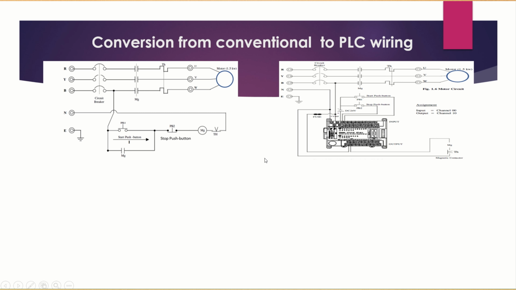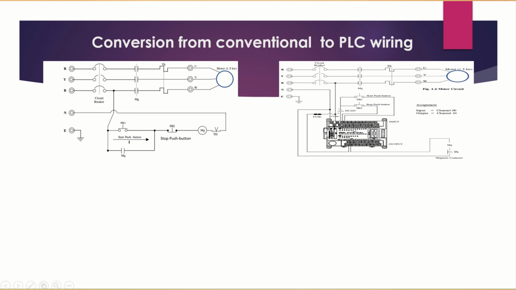As you can see here, the motor circuit in the conventional wiring and the motor circuit here in the PLC wiring is the same. The only difference is in the control circuit here compared to the control circuit here, which is in the input module of the PLC.